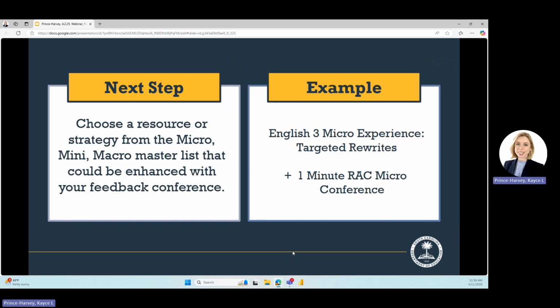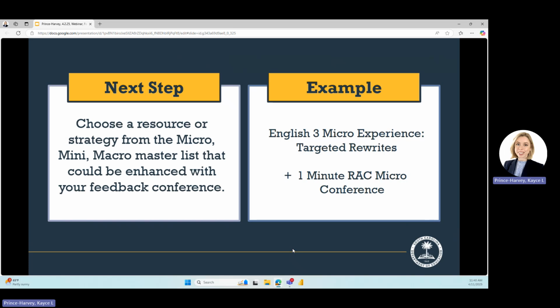So once you've done that, your next step would be to choose a resource or strategy from the micro, mini, and macro master list, which is also included in your resources, and consider how it could be enhanced with your micro or mini feedback conference. For example, I went onto the micro, mini, macro master list and I pulled the English 3 micro experience for targeted rewrites.